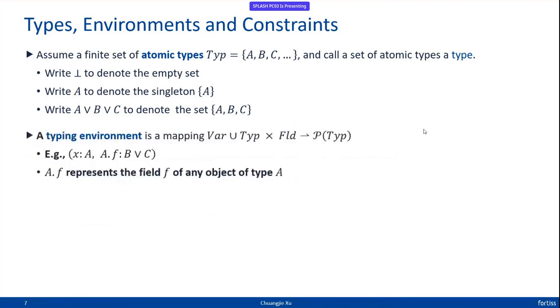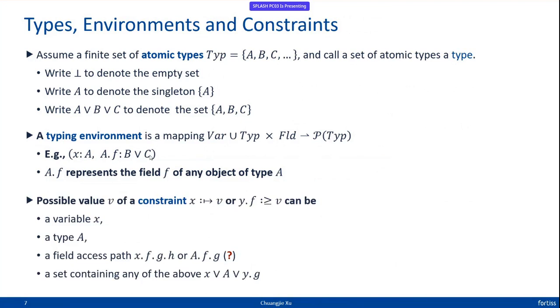Okay, and then in the typing environment, as you see in the example, I will also consider the field typing. So for example, here it says that the variable x has type A, and the field f of any object of type A will have type B or C. So in my typing environment, I also consider field typing.